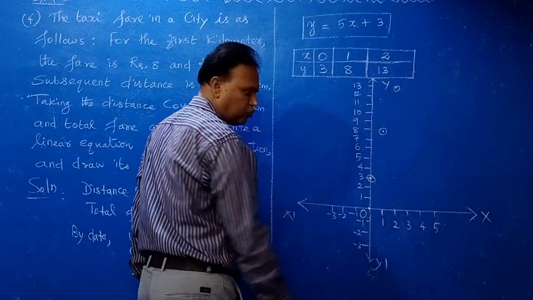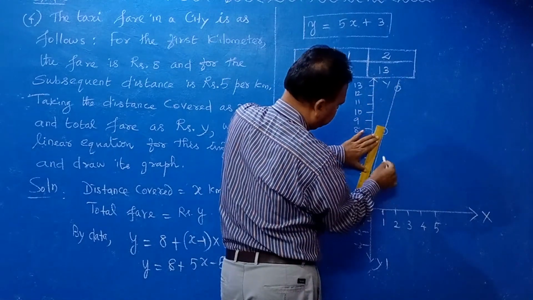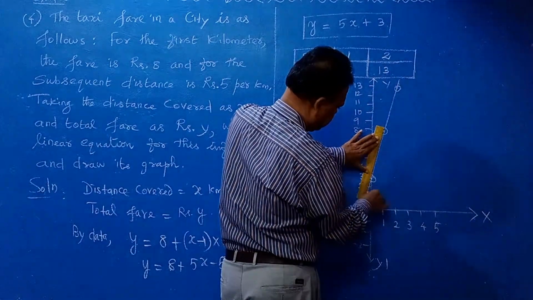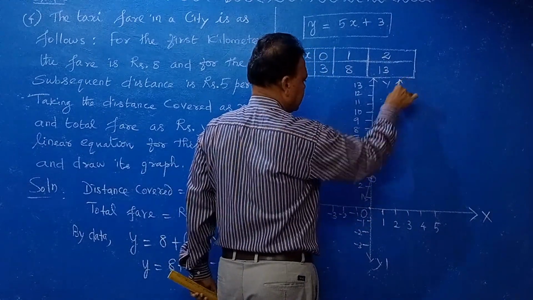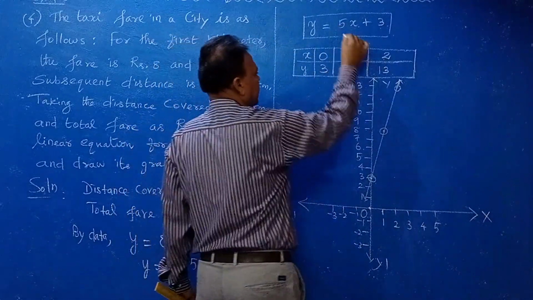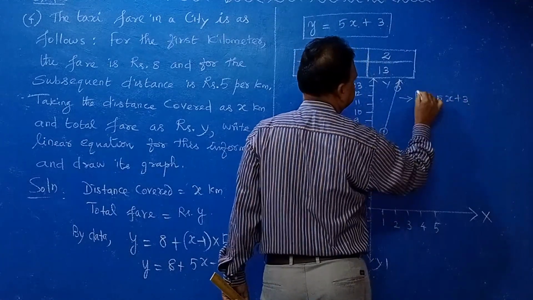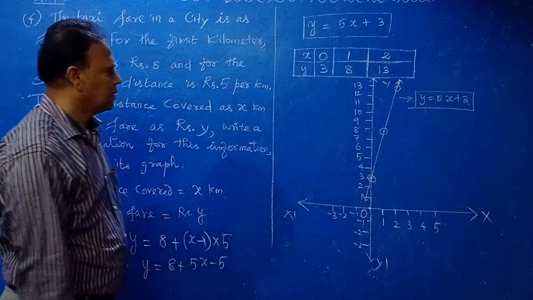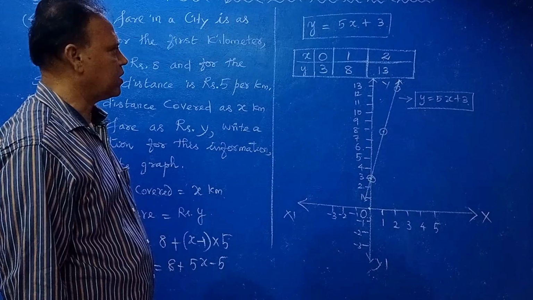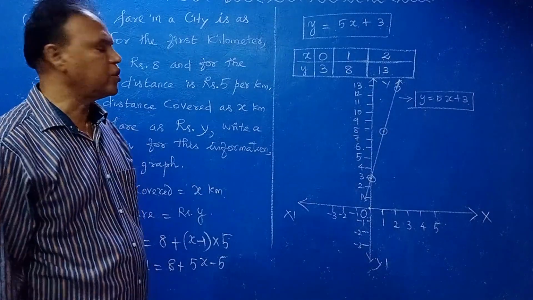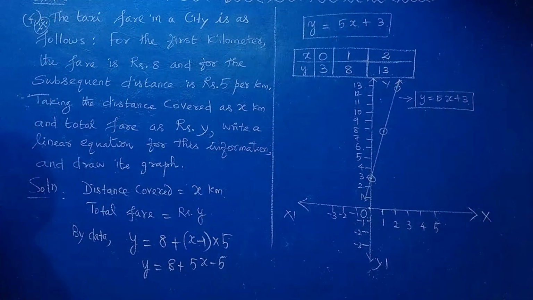Now all the 3 points you join. Take a scale and join all the 3 points. So you will get a straight line. This is the graph of the linear equation y equals 5x plus 3. Easily we can draw the graph. This is a very important question from the examination point of view. You practice well.